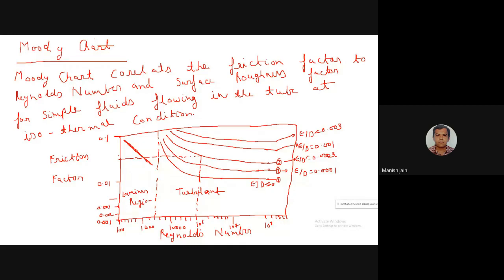Okay, in the exam you will get a problem to calculate the power requirement in the pump or the pressure drop. You have to calculate the pressure drop around the system, so first you have to calculate the Fanning friction factor. From the Fanning friction factor you can calculate the pressure drop. So the Fanning friction factor can be calculated by using the Moody's chart.